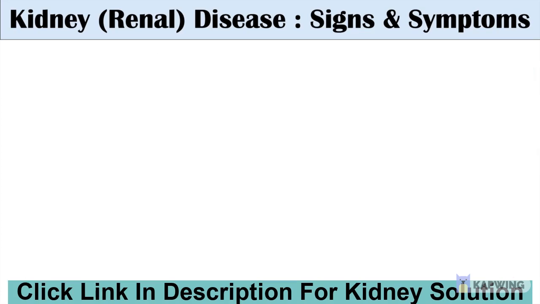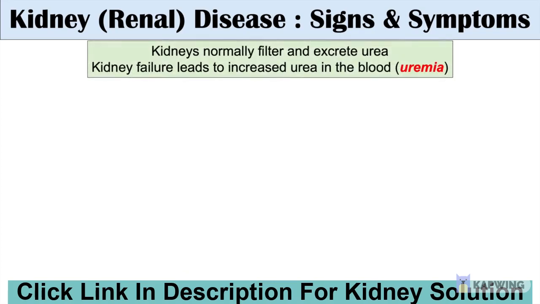Now, we mentioned that the kidneys are very important in excreting many toxins and in balancing electrolytes. One of the toxins in particular is urea. So the kidneys normally filter and excrete urea. Urea is a breakdown product of protein metabolism. When there's kidney failure, this leads to an increased urea in the blood, what we call uremia. So increased, abnormally high levels of urea in the blood. And this uremia can lead to several very important signs and symptoms that we need to recognize.